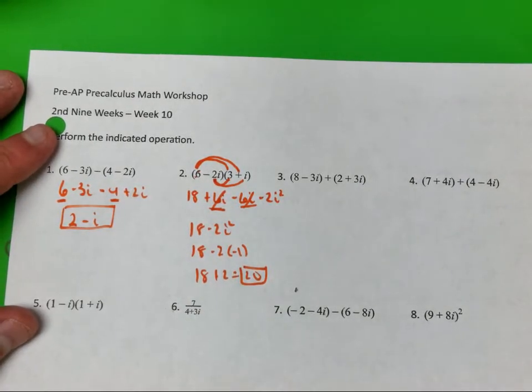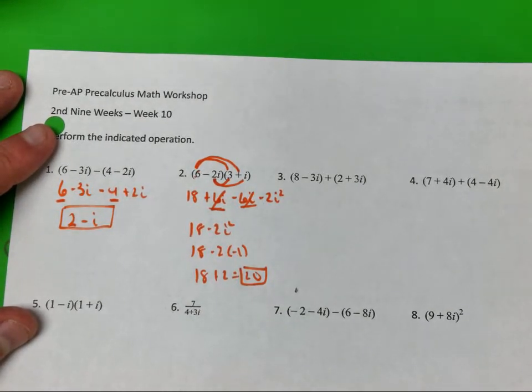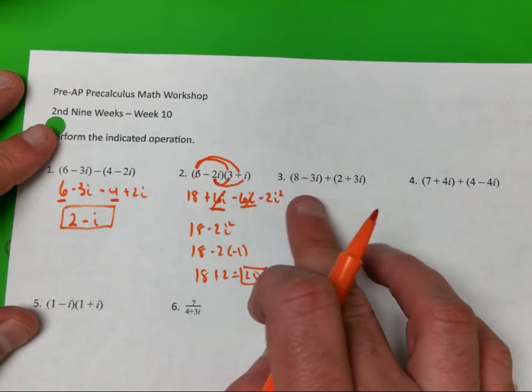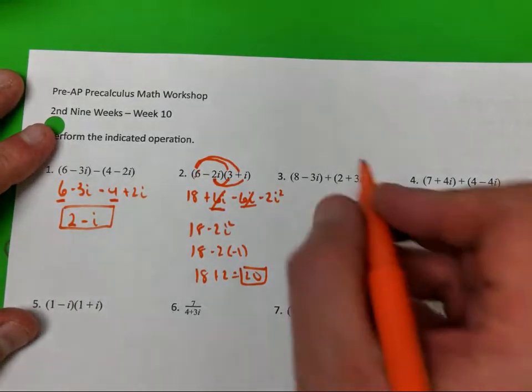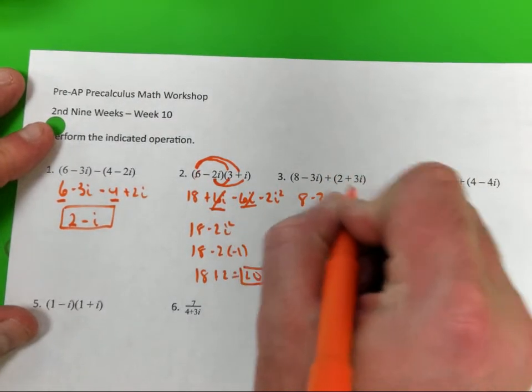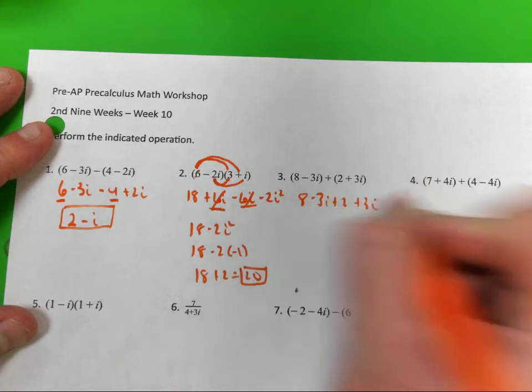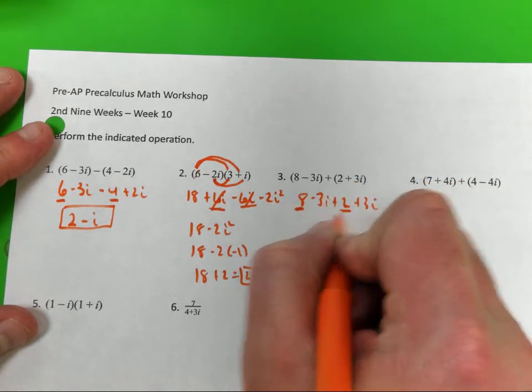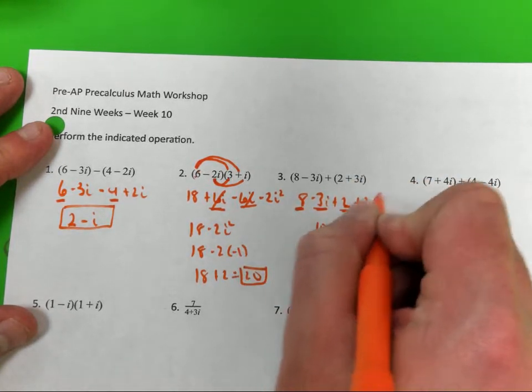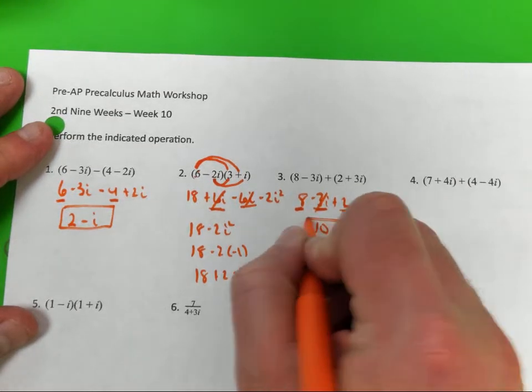Number 3. We are adding these two complex numbers. This plus has no effect. I'm going to rewrite it without the parentheses. Combine like terms. 8 and 2 gives me 10. Negative 3i and 3i gives me 0. So my answer is 10.